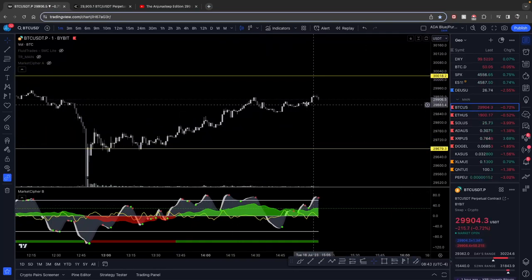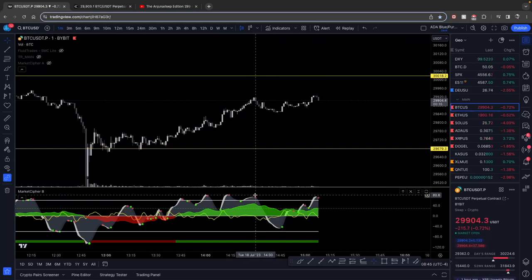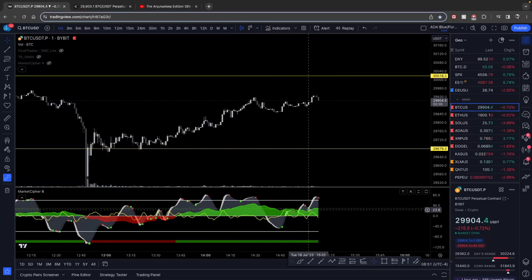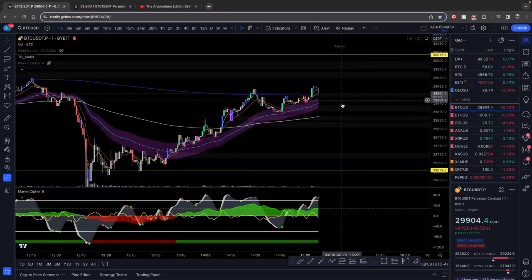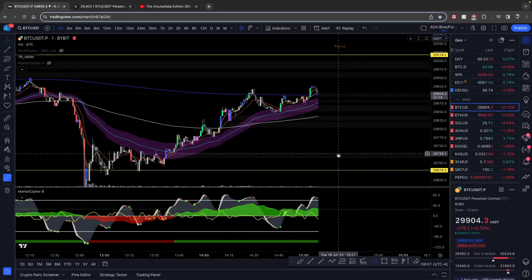So we are getting bear divs. Price is getting higher and we're getting this wave and this wave, right? Waves are coming down. Money flow, which is the holy grail indicator, I've said it a million times, is coming down. Let's get our EMAs. We got some vectors that we can recover here, right?